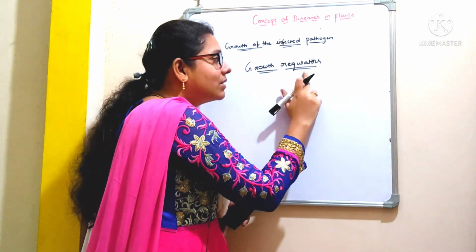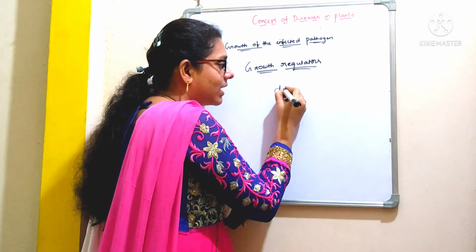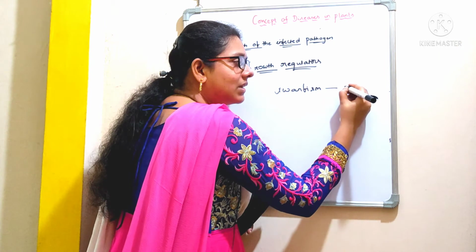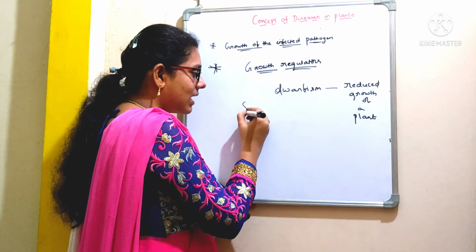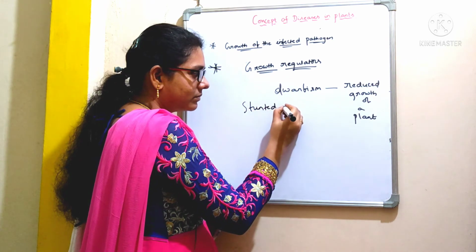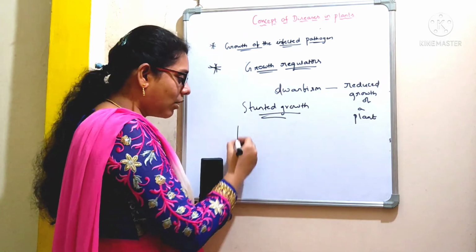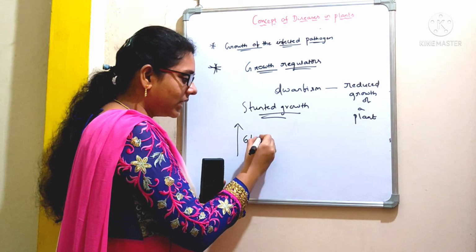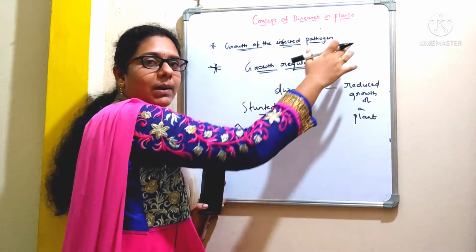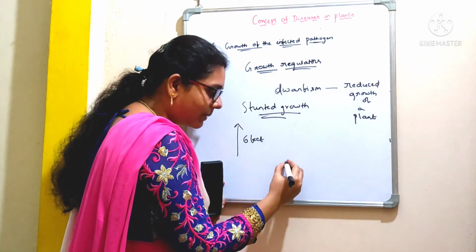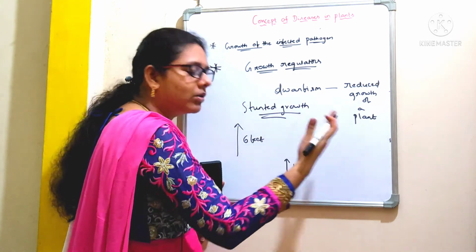What happens when these growth regulators are disrupted by plant pathogens? We can see dwarfism, right? Dwarfism is nothing but reduced growth of a plant. Simply we can say it is stunted growth. That means there will be no growth in the plant. For example, if the normal height of a plant is around 6 feet, and the growth regulators are affected by a plant pathogen, then the plant will exhibit dwarfism. That means it just grows up to a height of 1 foot only. It will not grow further.